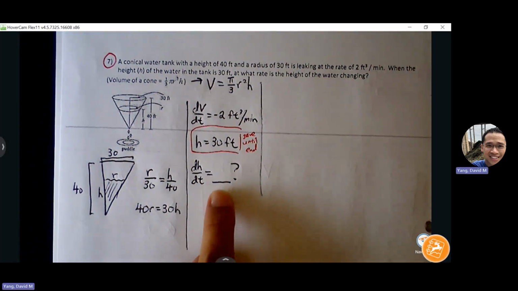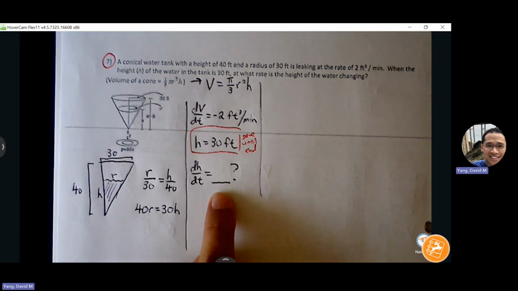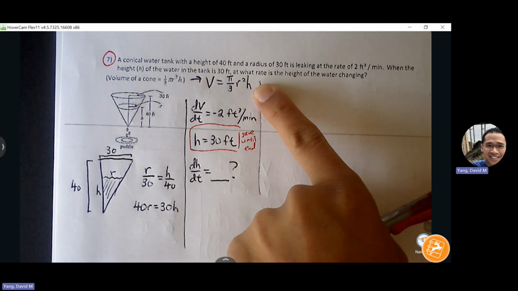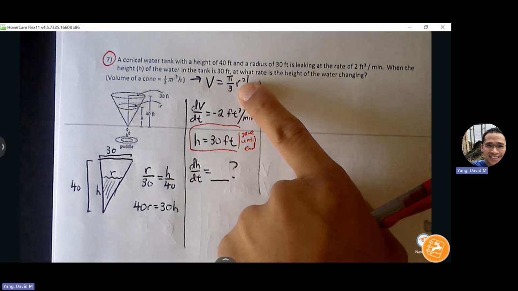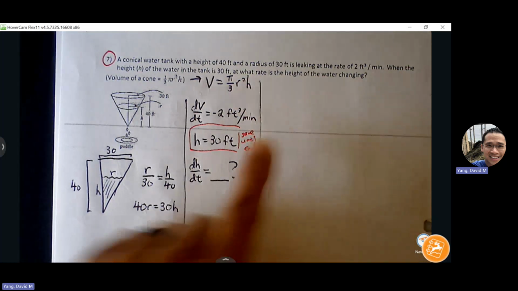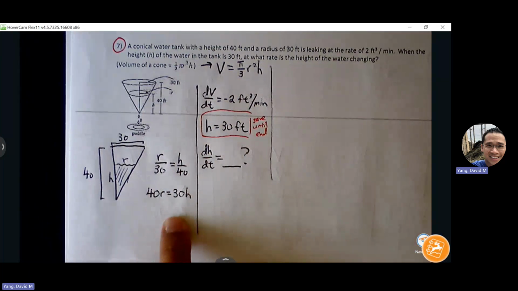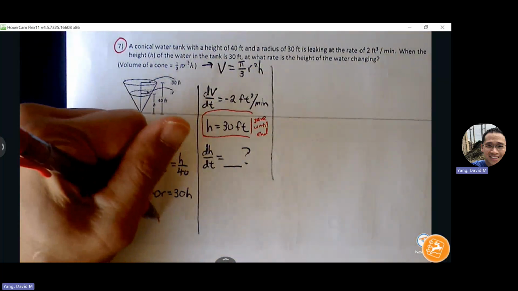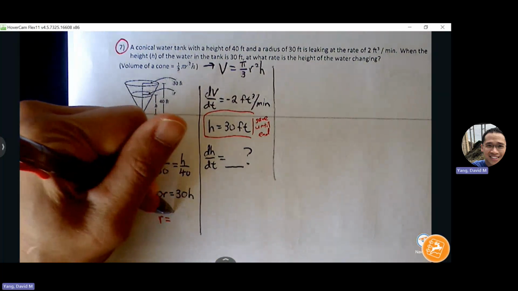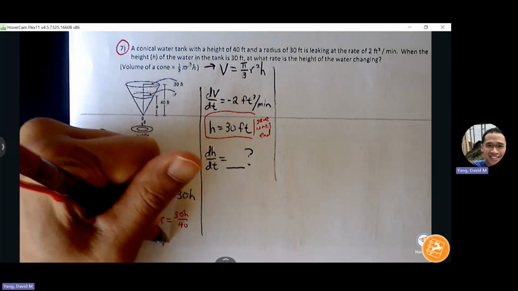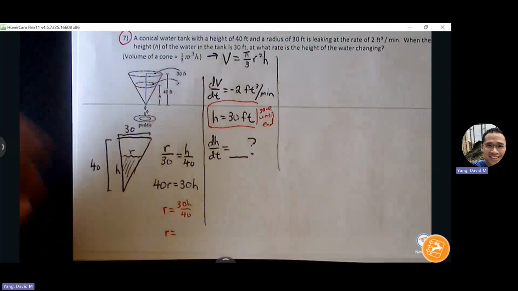Okay, how does dh/dt help us decide how we should set up our volume equation? In terms of h, so we want to remove what? The r squared. The r, yes. Well, the pi is fine. That's the r squared, the r that needs to be replaced. So if I want to replace r, I should solve for r, right? So what's r equal to? 30h divided by 40. Is there a cleaner version of that? Yes, 3h divided by 40.